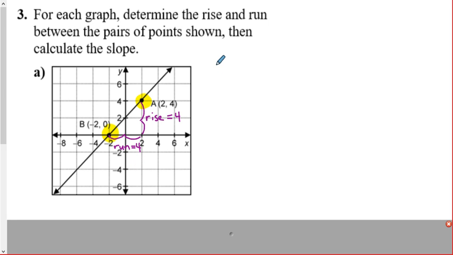So I'm going to say slope equals rise divided by run. My rise is 4. My run is 4. So instead of leaving that as a fraction, 4 divided by 4 is just 1. There we go. So I've got a slope of 1. Nice.